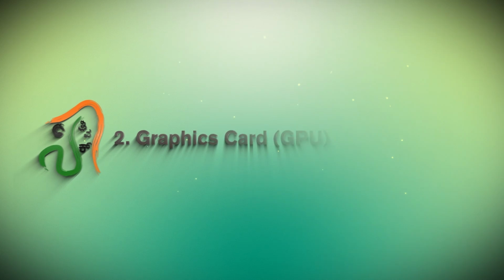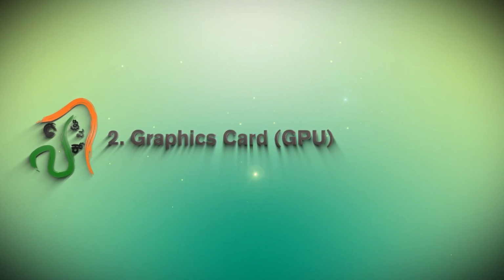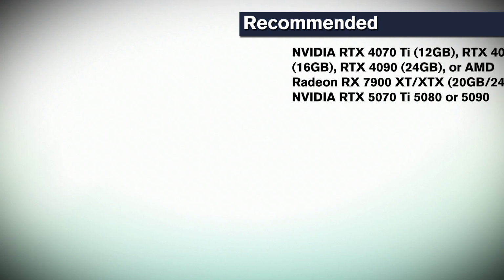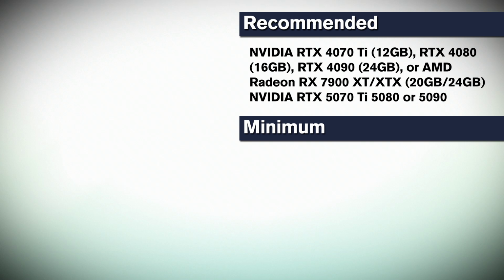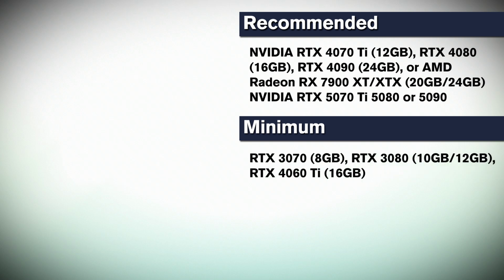Unreal Engine's graphics performance relies heavily on a GPU. For professional users, an RTX 4070 Ti or higher is recommended with options like the RTX 4080, 4090, or even an AMD Radeon 7900 if your budget allows. For students and learners, an RTX 3070, RTX 3080, or RTX 4060 Ti with at least 8 GB of VRAM is the minimum. More VRAM ensures smoother real-time rendering and better handling of complex scenes.